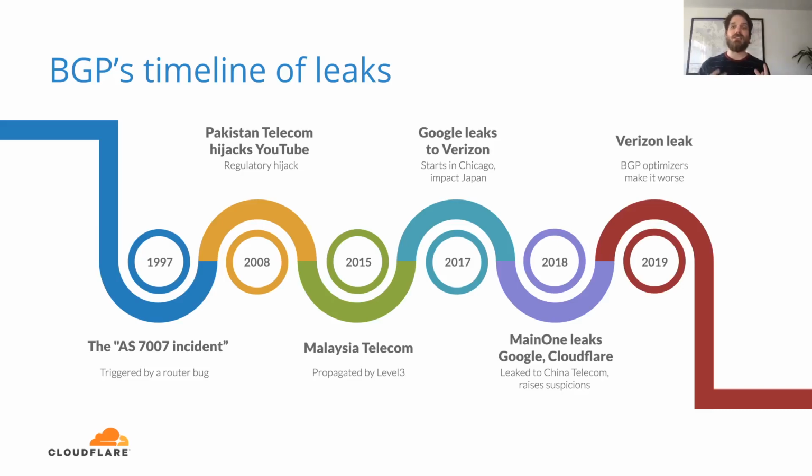So on to BGP and BGP route leaks. The thing we all know. BGP has a very long and sordid history with route leaks. The first well-documented one was AS7007, in which a router bug deaggregated the entire routing table and redistributed it. As some of you may know, this caused severe impact, and it's probably one of the first well-documented route leaks. But then we have the Pakistan Telecom hijack of YouTube.